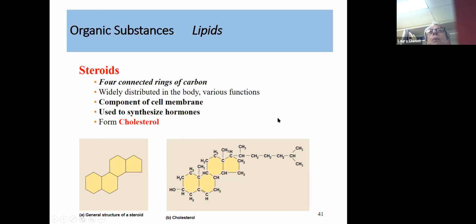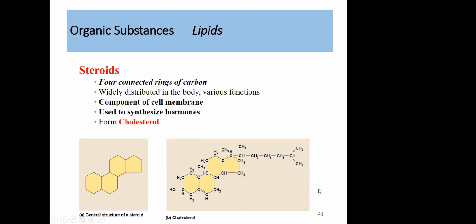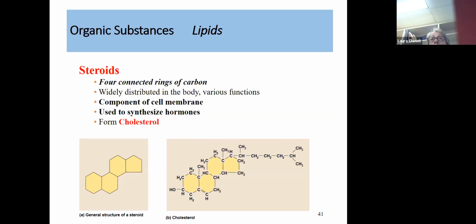So they are the 4 connective rings of carbon, widely distributed in the body with various functions. It is a component of a cell membrane. We'll see it in one of the images of a cell membrane in the next chapter. It's also used to synthesize hormones, so steroid hormones like estrogen, progesterone, testosterone. And it is also the basis of forming cholesterol. Essentially you have a steroid molecule over here on the right with a chain of carbons and some hydrogens attached to them. And that's what a cholesterol is. All in the same family, all nonpolar covalently bonded.